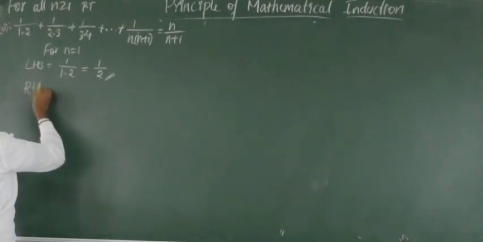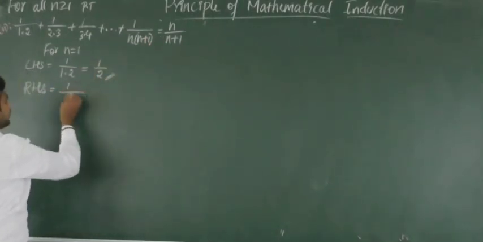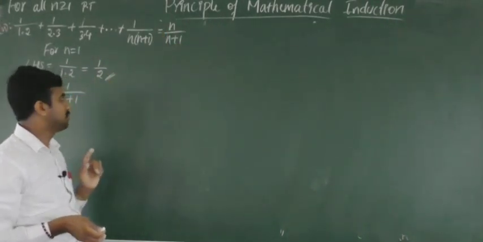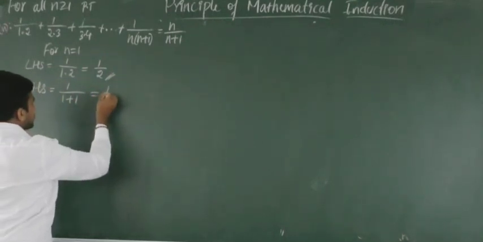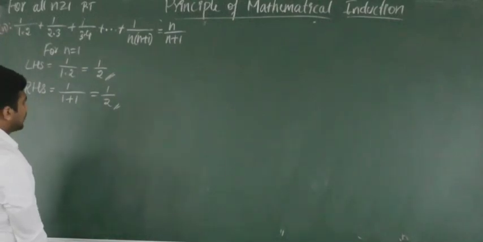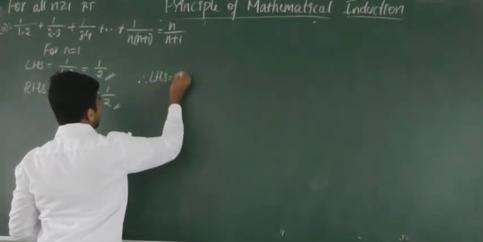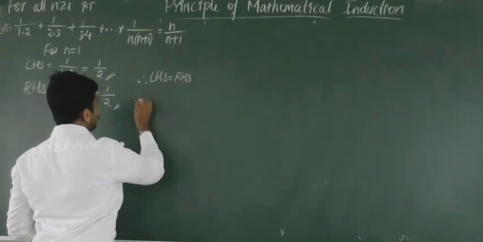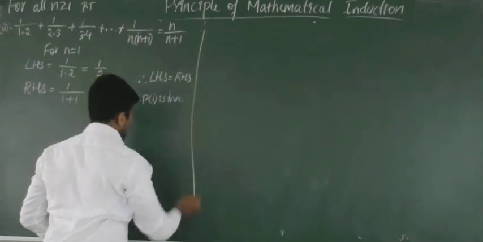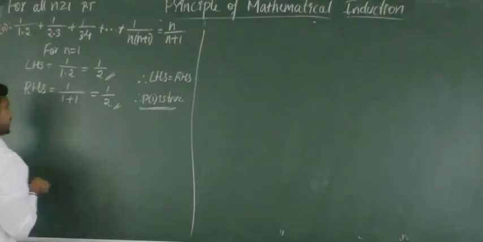Similarly, what is the RHS we will get? RHS is nothing but 1 divided by 1 plus 1, because here we have to replace n as 1. And 1 divided by 1 plus 1 is nothing but 1 by 2 we will get. Therefore left hand side is equal to right hand side, and therefore P of 1 is true. So we got the result here for n is equal to 1.